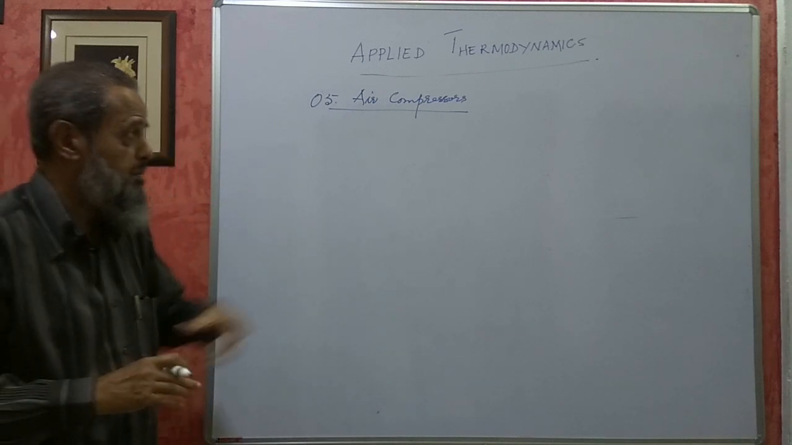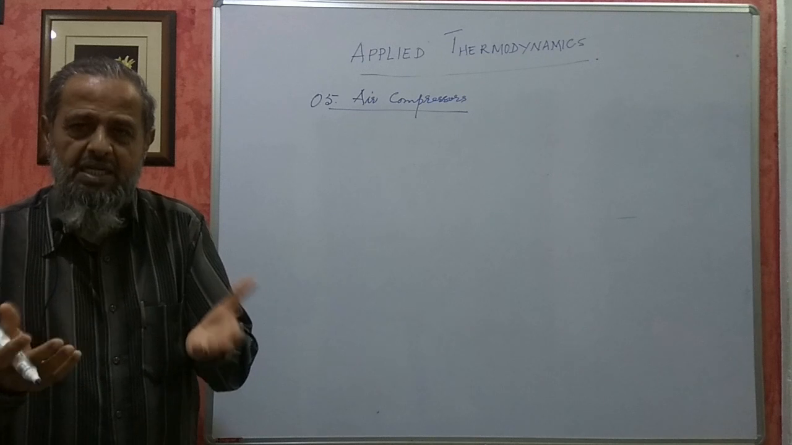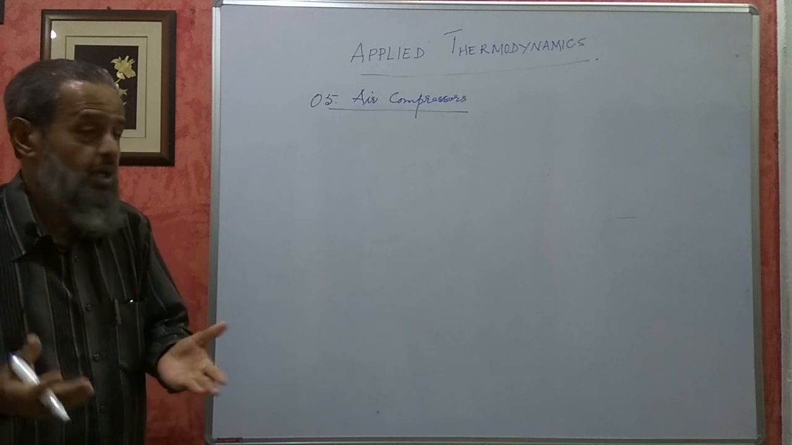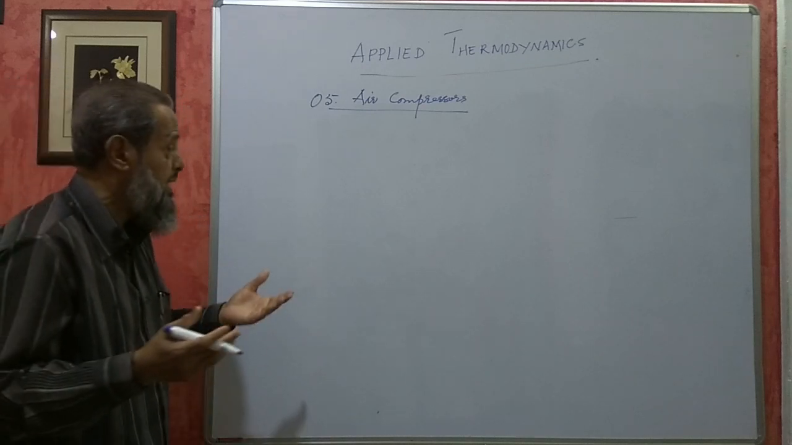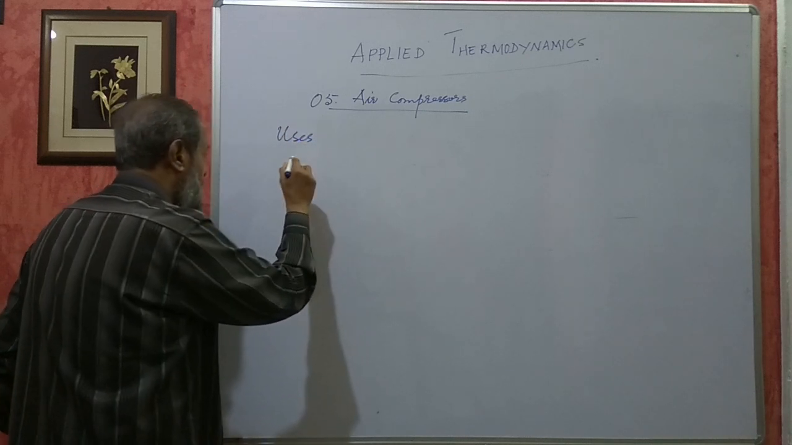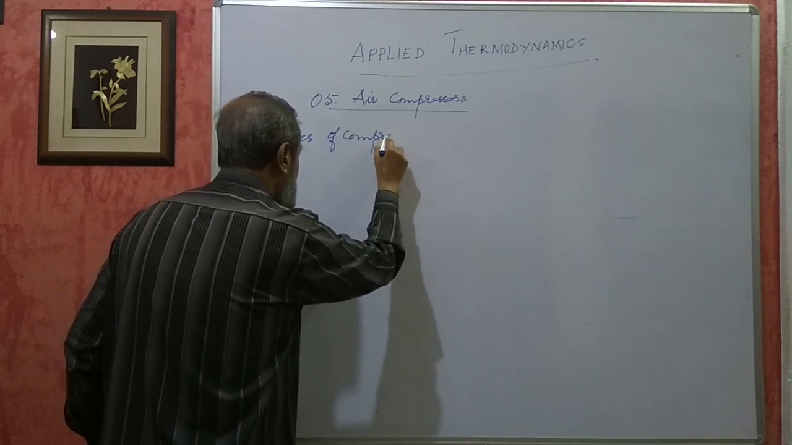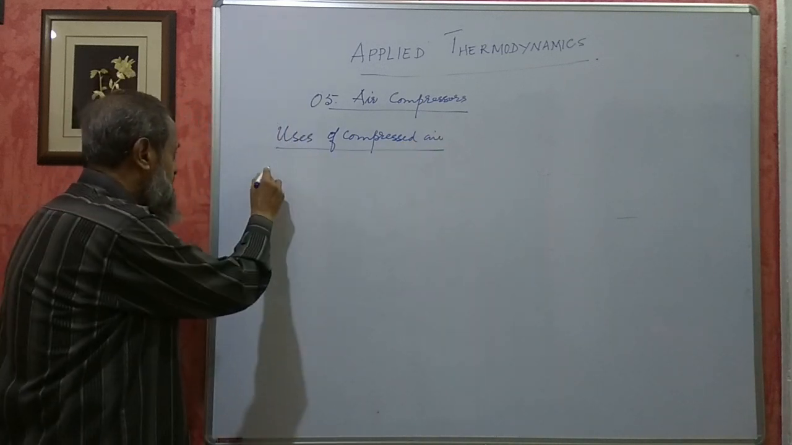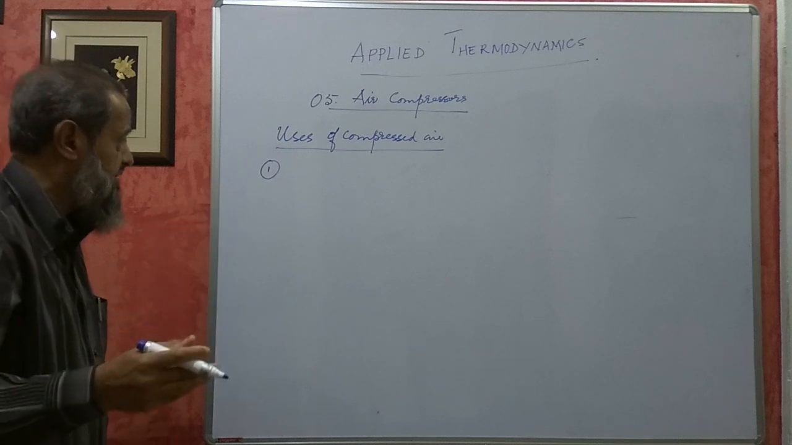Now, for an air compressor to do this, we will have to spend some power on it. We have to give some power, then only it can do this work. So, when we are giving some power, we should know whether it is useful or not. The first thing that comes to us is, what are the uses of this compressed air? Industrial uses of compressed air. They can ask a question, list the uses of compressed air. There are many uses of compressed air. I'll list a few of them here.